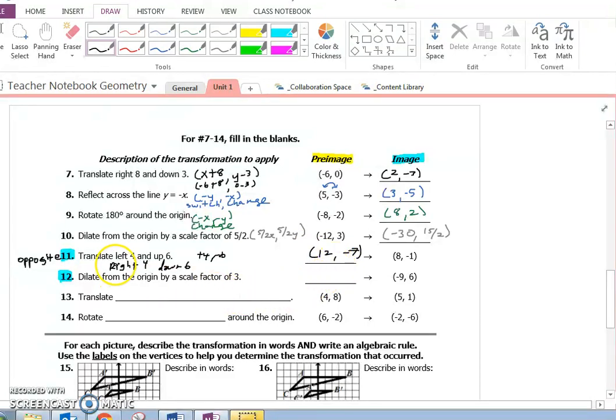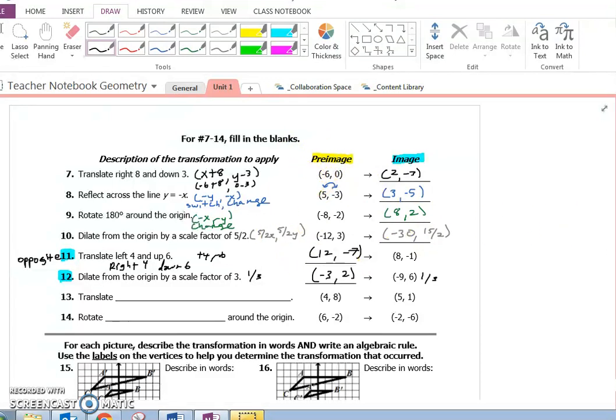Alright, and then same thing here. It's dilate by a scale factor of 1/3. Well, you want to do the opposite, so you're really going to do times 1/3. Right, so multiply both of these by 1/3, and that gives you negative 3, 2. So really pay attention if it says the image. If it gives you the image, or it asks, right, this is asking for the pre-image. It wants to know the pre-image, you need to go backwards.